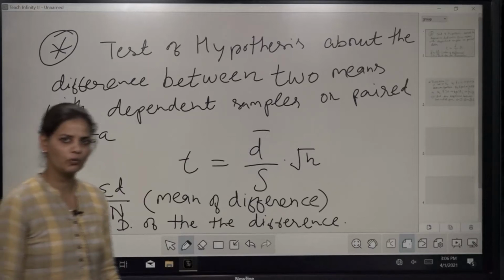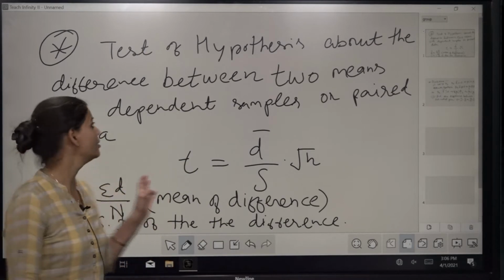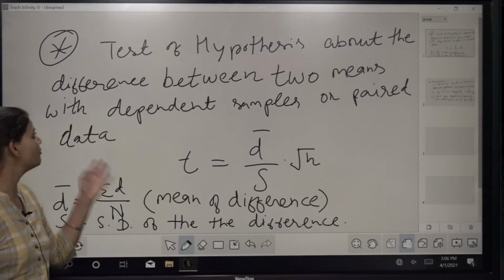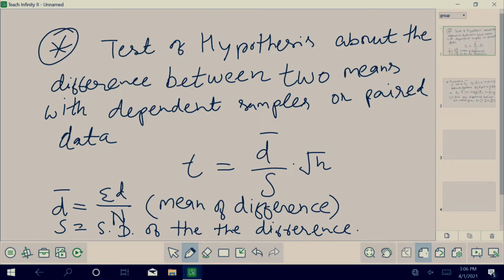Hello student, today we will do another formula of t-test, which is the t-test in test of hypothesis about the difference between two means with dependent sample or paired data. Here we will do the test with two samples, but there is a difference. The difference is that these samples are dependent samples, and in an earlier lecture we have already done two samples, but those were independent samples, and these samples are dependent samples.